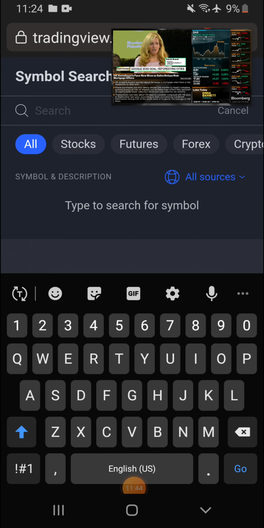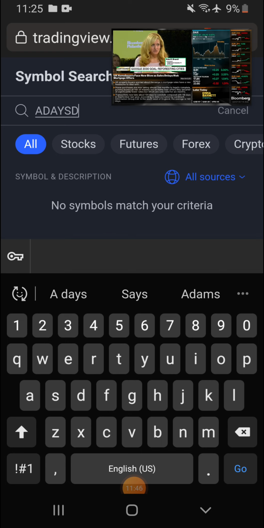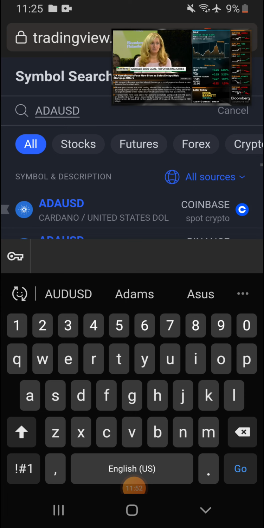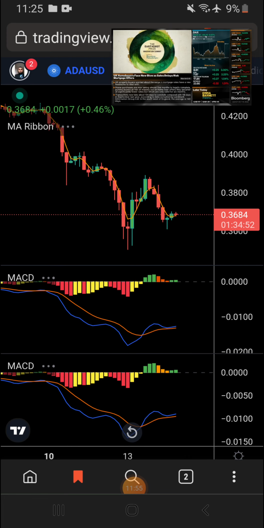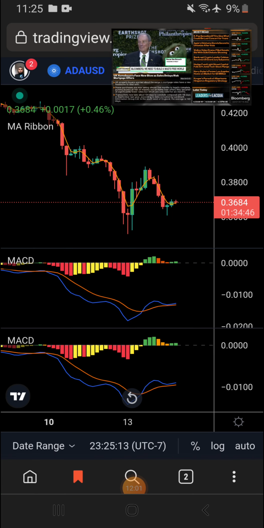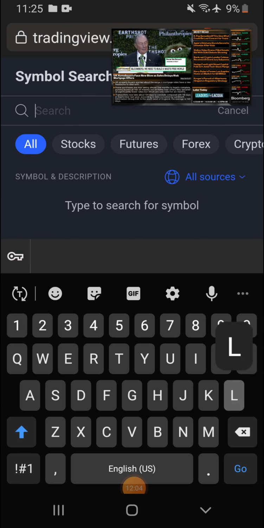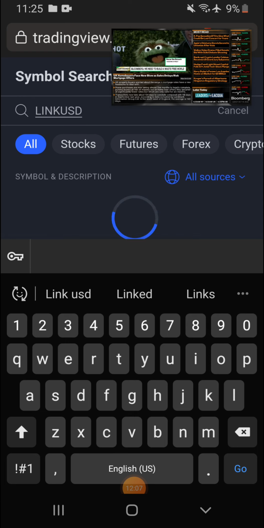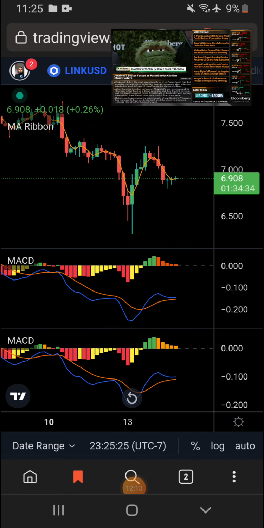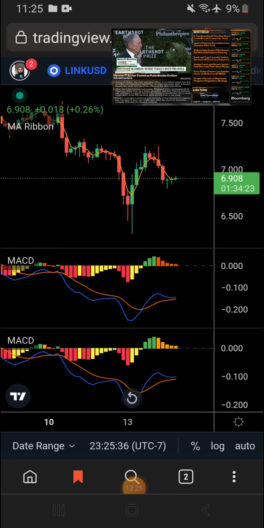What else? People like ADA, I think. I don't even know what it is, to be honest. Cardano, that's what it is, ADA. Alright. I should probably save that. So it's flat. And Link, whatever that is. I hear people talking about it in the crypto room. Yeah, so it's also flat. Pretty much all flat right now. All very flat. So yeah, that's pretty much it.